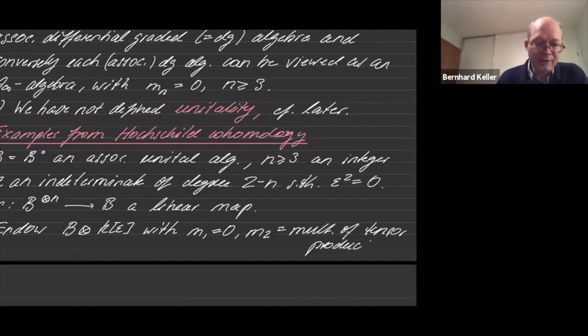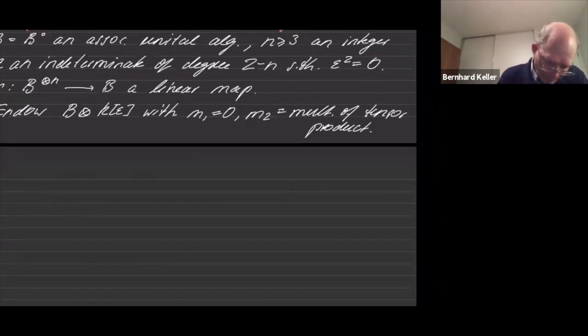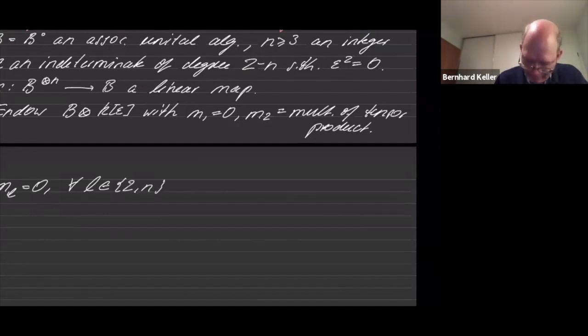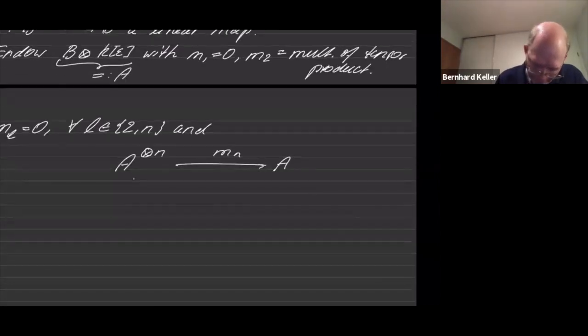Then ML vanishes for all L different from 2 and N. And finally, we define Mn. This algebra is called A. We take A tensor N to A and N, and we project onto B tensor N.